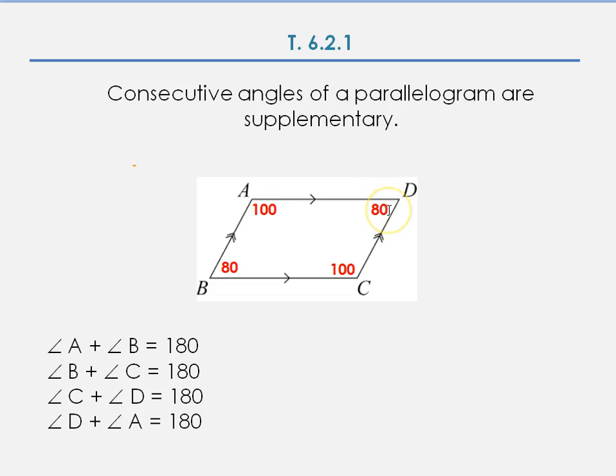Now if D is 80, its consecutive angle C or A must be 100 also. So you can see that we have 100 plus 80 is 180, 80 plus 100 is 180, 100 plus 80 is 180, and so forth. These all add to 360 degrees.